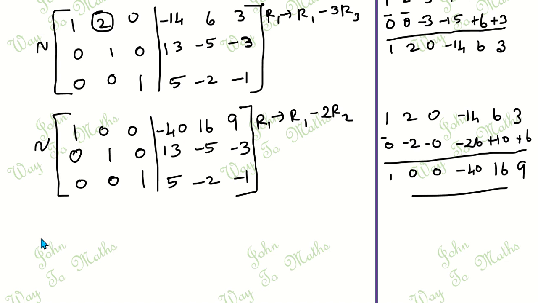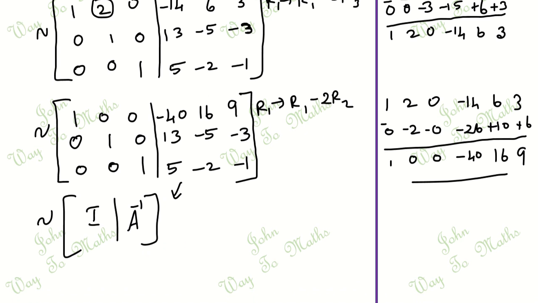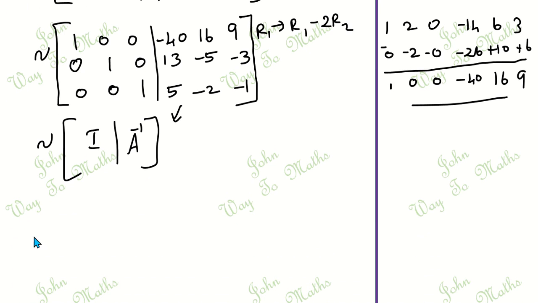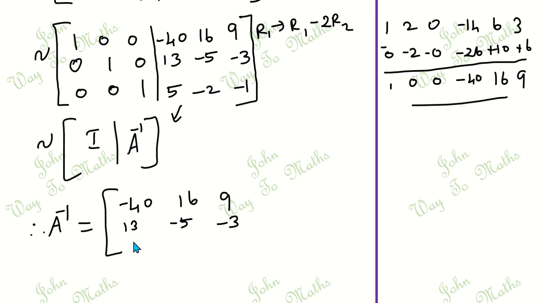This is the identity matrix, and this is the A inverse matrix. Therefore, A inverse matrix becomes minus 40, 16, 9, 13, minus 5, minus 3, 5, minus 2, minus 1.